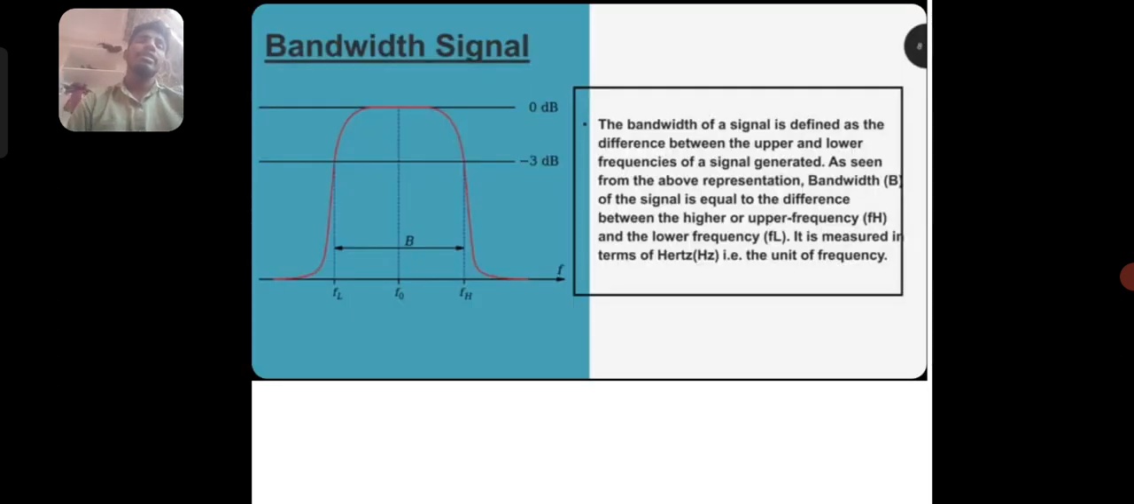Next, bandwidth of a signal. It is the block diagram of the bandwidth signal. The bandwidth of a signal is defined as the difference between the upper and lower frequencies of a signal generated, as seen from the above representation. Bandwidth B of the signal is equal to the difference between the higher or upper frequency FH and the lower frequency FL. It is measured in terms of hertz, that is the unit of frequency.